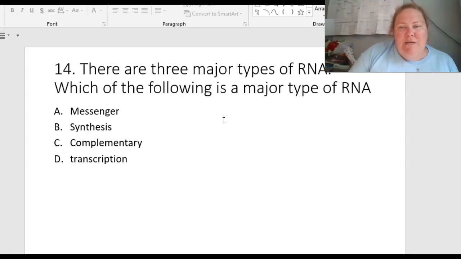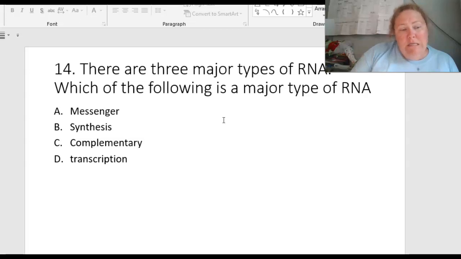There are 3 major types of RNA. Which of the following is a major type of RNA? We talk about it in step 3, right? mRNA. So messenger RNA is one of the major types of RNA.